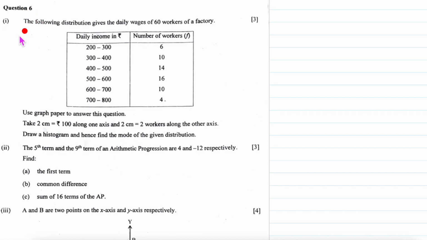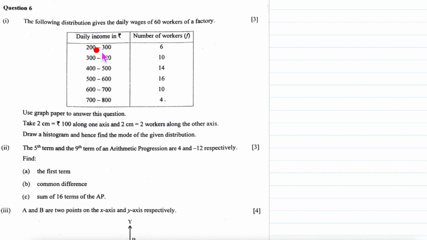Okay. Question 6, the first part. The following distribution gives the daily wages of 60 workers of a factory. So we have the wages, daily income in this manner, and we have the number of workers like so. They are telling you what scale on the graph to take, and then draw the histogram, and then we have to find the mode.